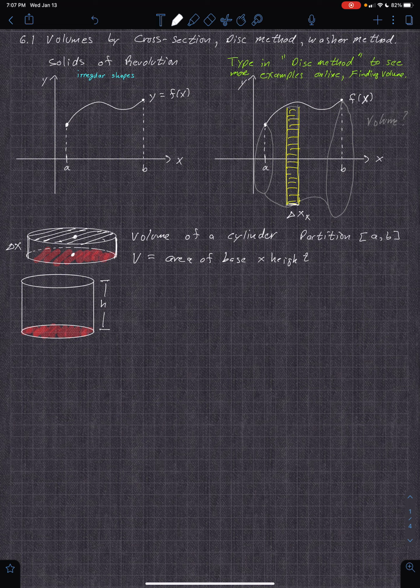So area of the base is area of a circle times, and this will be your delta x sub k. So area of a circle is pi r squared, right? You all know that. And then it's delta x sub k. So it's pi times the radius squared is the area of that base. So that's this area. So area of the base is that. And our height is this h, or this piece. Okay, so that's my height, right? That's this.